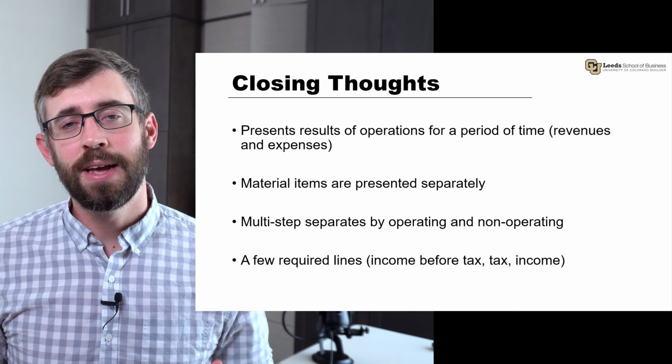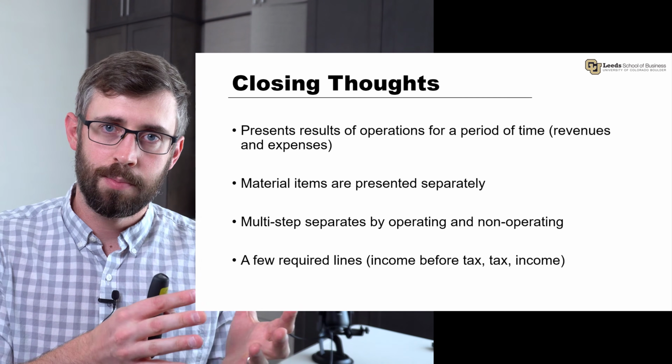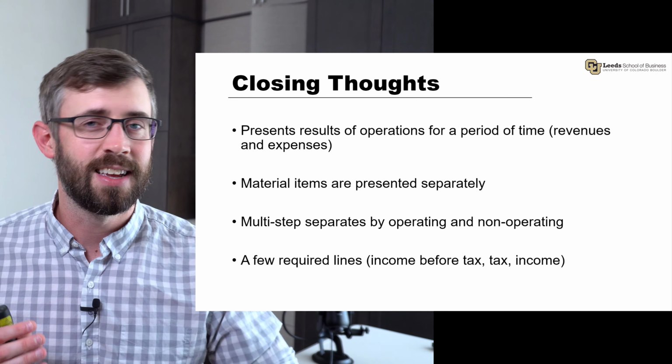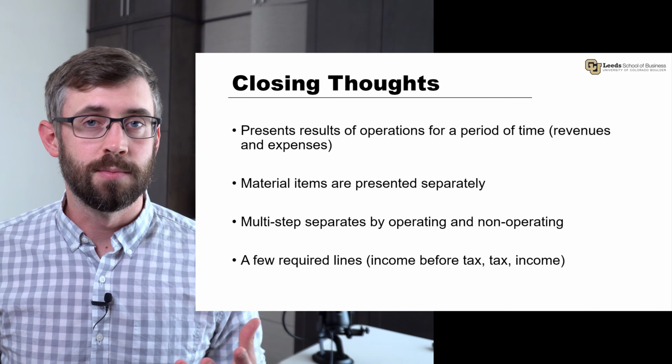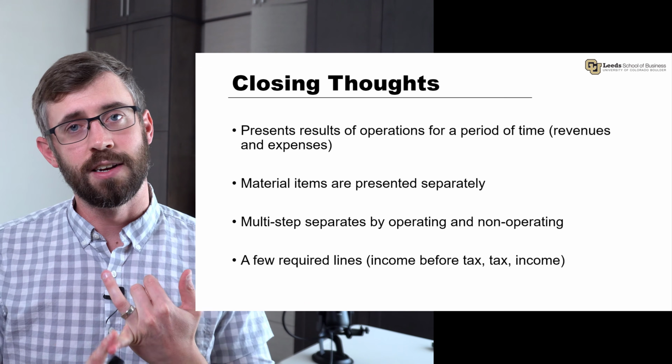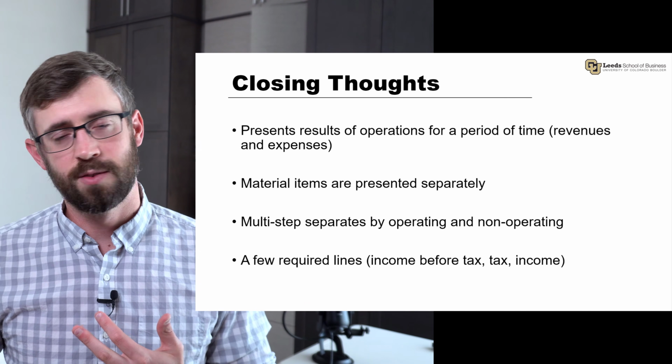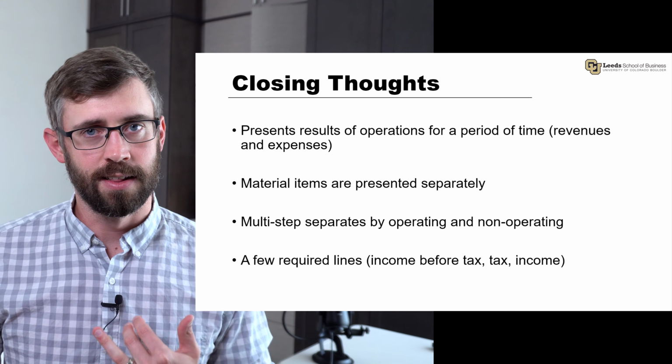Now, the multi-step income statement is going to separate our operating and our non-operating activities and give us a few more subtotals. And there are just a few required lines that every income statement is going to have, which is income before taxes, our tax expense or tax provision, and finally, net income.